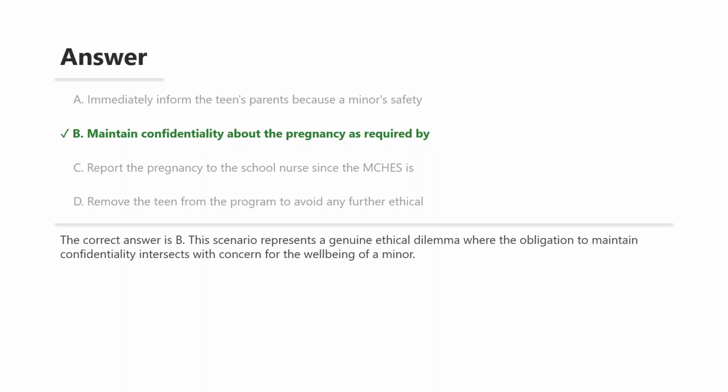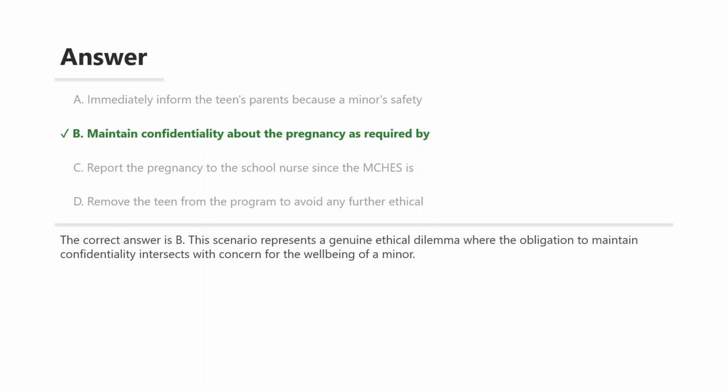Option A overrides both the minor's established legal rights and the ethical principle of respecting individual autonomy. Immediately informing the parents may feel protective, but it violates the law and could cause the teen to distrust health professionals in the future, making her less likely to seek help when she needs it most.